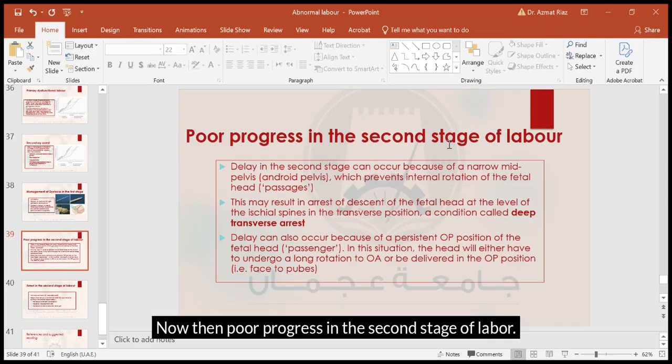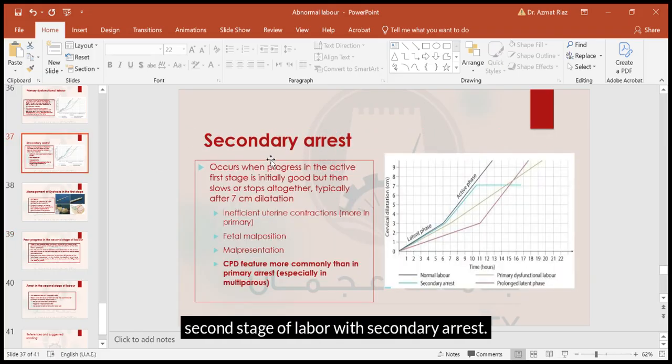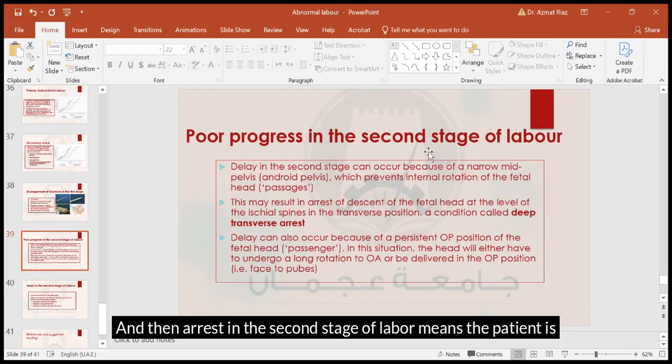Then poor progress in the second stage of labor. Do not confuse poor progress in the second stage of labor with secondary arrest. Secondary arrest happens in the first stage of labor, right? After 7 centimeters. And then arrest in the second stage of labor means the patient is fully dilated, in second stage, but still the head is not coming down. She's not being delivered. So always we have to rule out the cause.